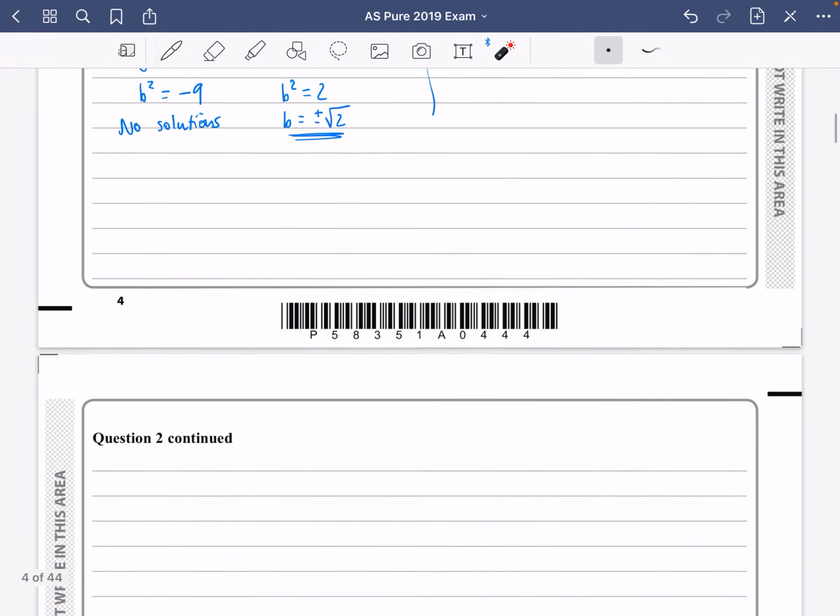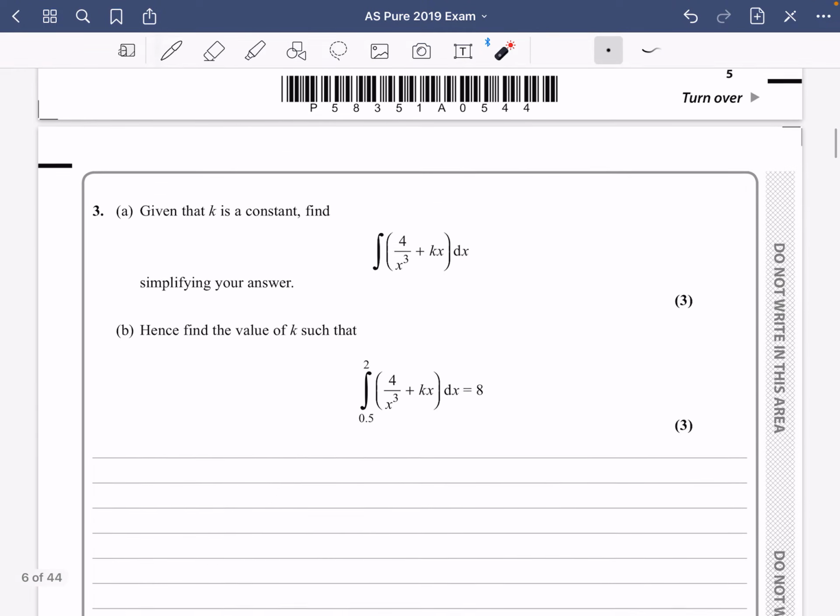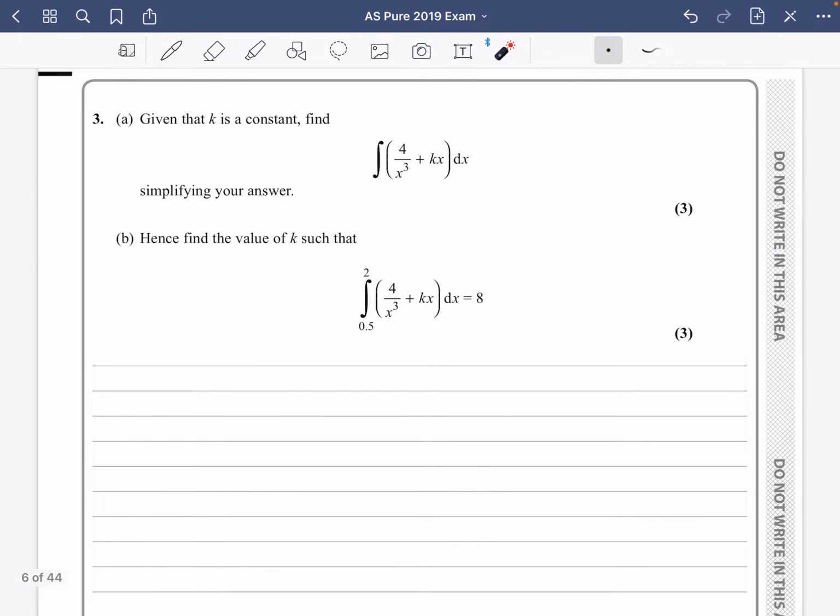Okay, so we're going to have a look now at question 3. Question 3 is to do with integration, and you need to remind yourself that with integration the first thing you do is increase the power, and the second thing you do is divide by the new power. Some people forgot to do that in my groups, and it must be done in this order.